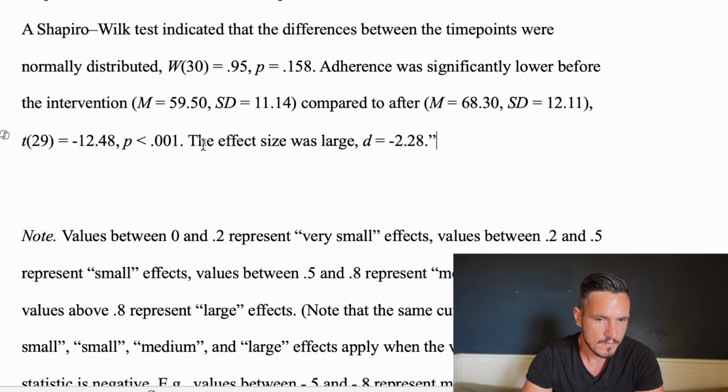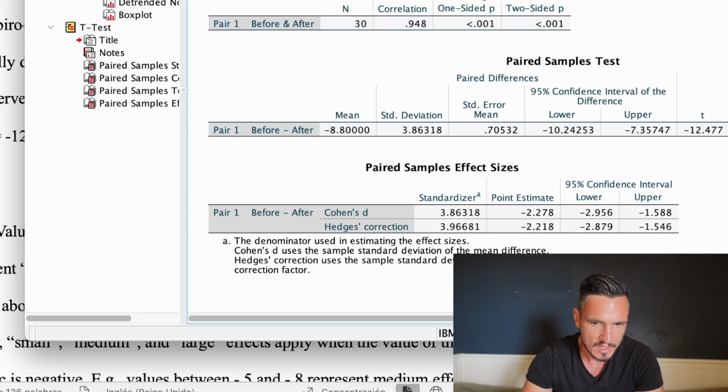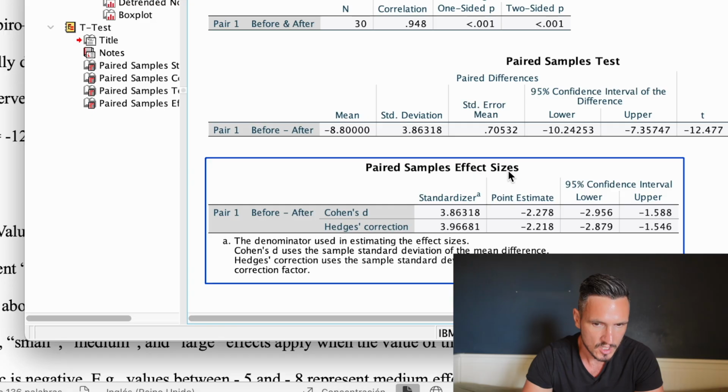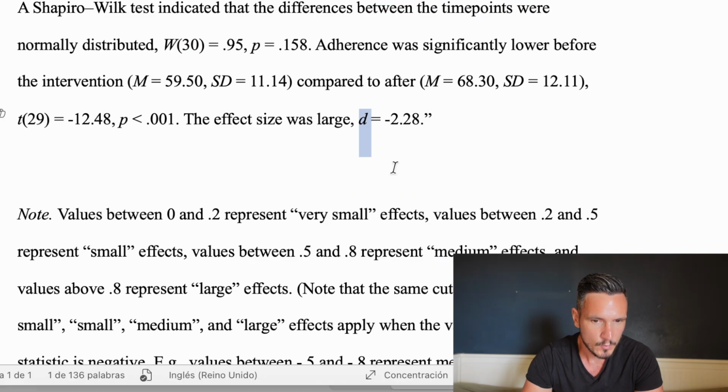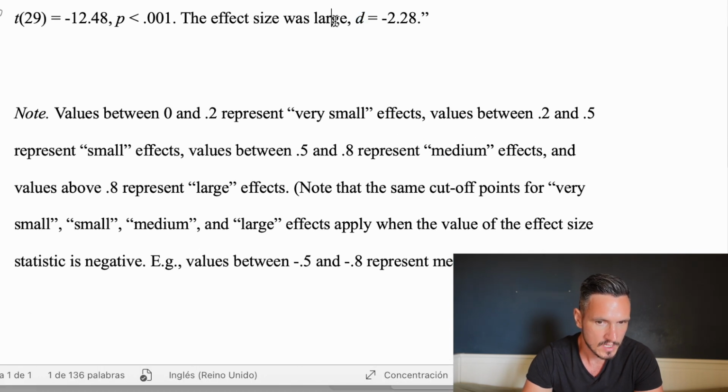Finally, we have this effect size was large sentence, and we said that Cohen's d was negative 2.28, and we're getting that from this paired samples effect sizes table and from the Cohen's d row and the point estimate column, where we've rounded this value here to 2 decimal places. And we've described that value as large based on these criteria here.